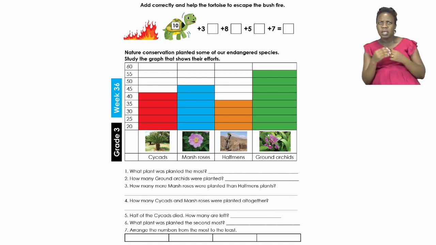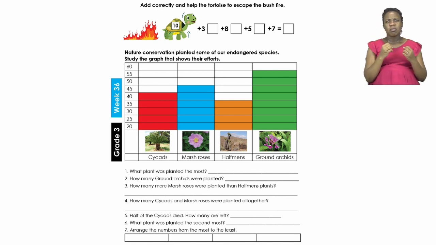Now that we know how many of these endangered species were planted, we have to go ahead and look at the questions and answer them. Now, boys and girls, I'm going to go through the questions with you and then we will have to find the answers. Let's see. Number 1. What plant was planted the most? Number 2. How many ground orchids were planted?